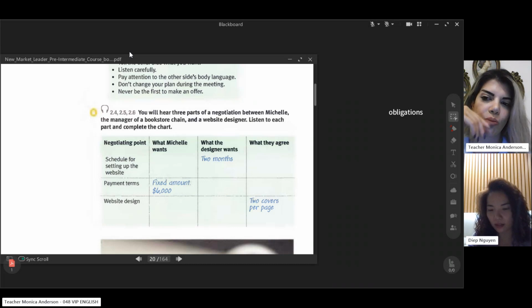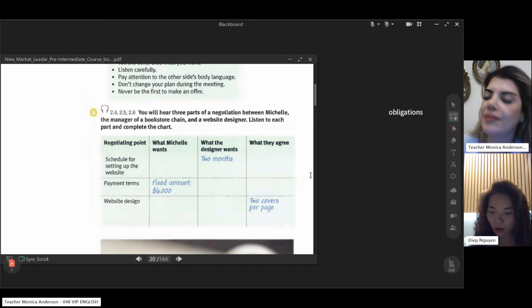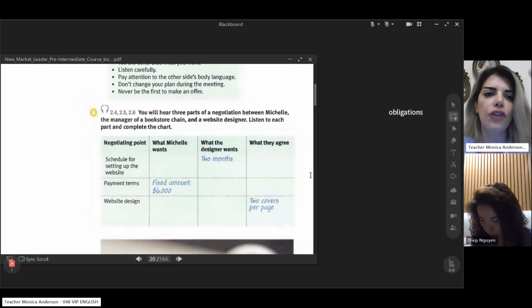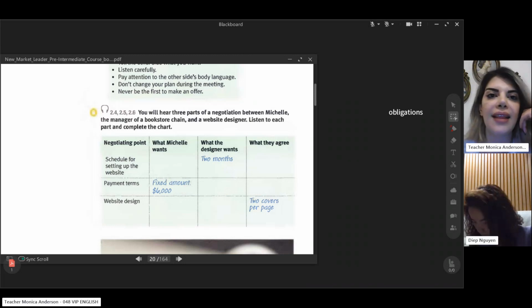The designer said that it's too much, and he wants one cover on one page. Of course, you're right, the designer wants one big image. Very good. And finally, they agreed on 2 covers per page. Okay, that was great.